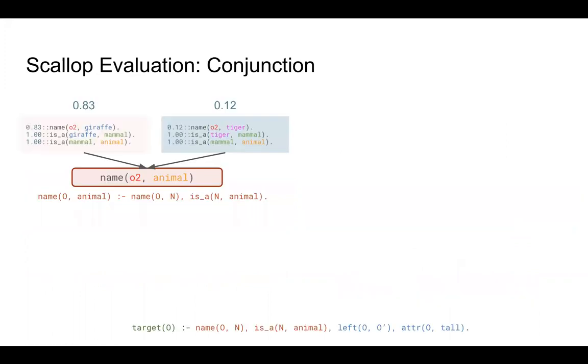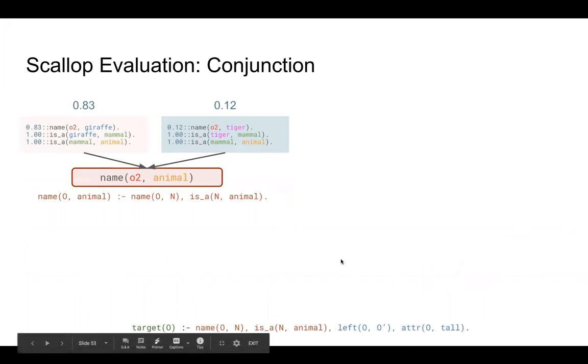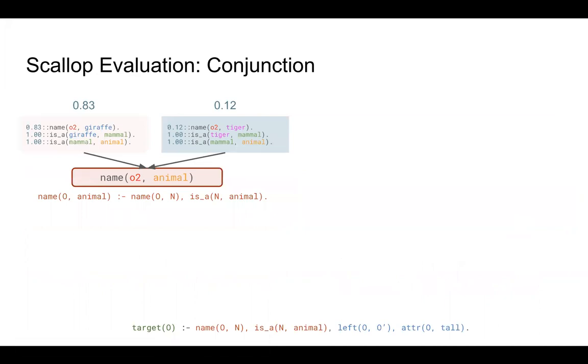Okay. Let us see how top K interacts with each of these constructs by means of examples. What I've shown you at the bottom is a rule that involves a four-way join. Okay, so you see four relations on the right-hand side. I'm going to split this into two-way joins. So let's look at the first of these two-way joins. Let us say that I've already derived so far the following facts with probability 0.83. What are these facts? They say that O2 is a giraffe with probability 0.83. And then I also know with probability 1 that giraffe is a mammal and mammal is an animal. But then I could also have in another proof tree that O2 is named a tiger. And let us say that is with probability 0.12.